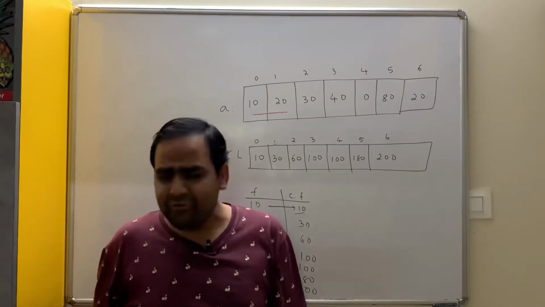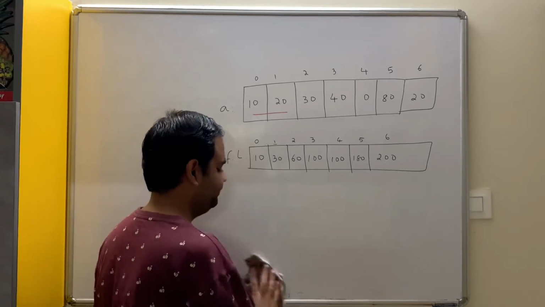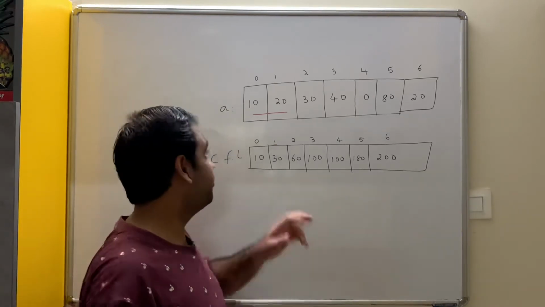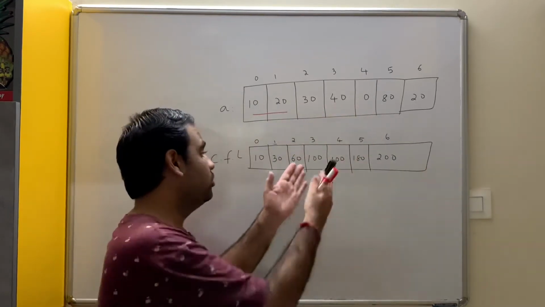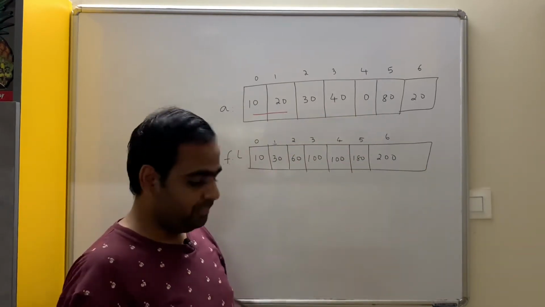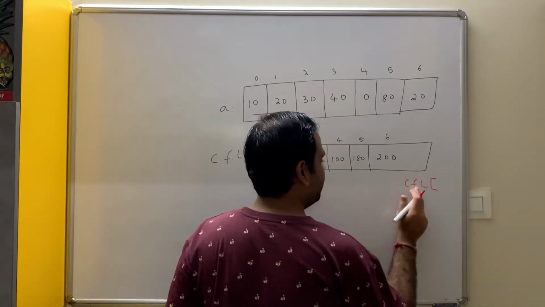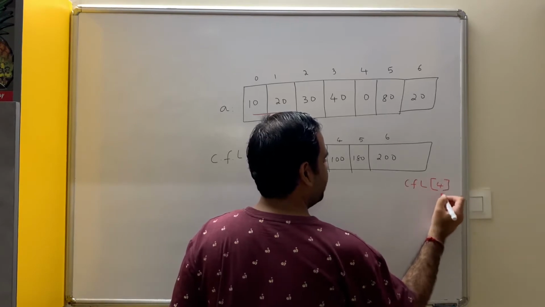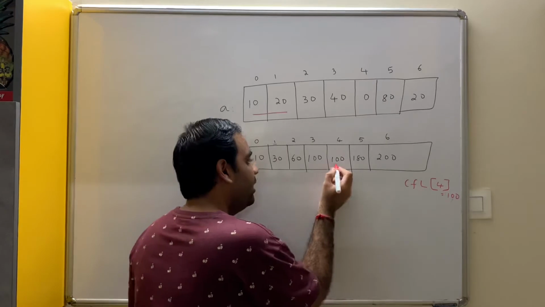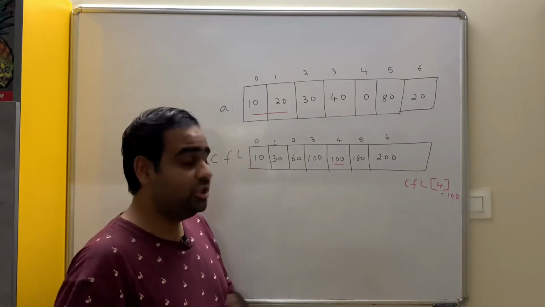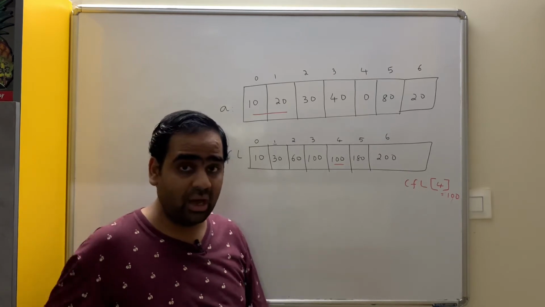Now, if I ask, get me the sum till index 4, how will you do it? Again, will you start from 0 plus 1 plus 2 plus 3 plus 4? No. You just go to the cumulative frequency array and you need the cumulative frequency till 4. Hence, I say cumulative frequency from LHS till index 4. It gives the answer as 100. That means the sum of all elements from 0 to 4 is 100. You need not compute again. The answer is stored.